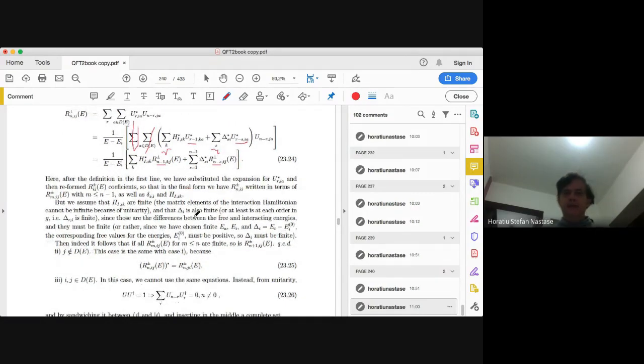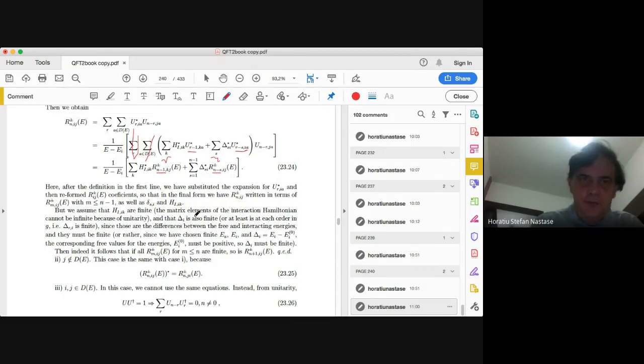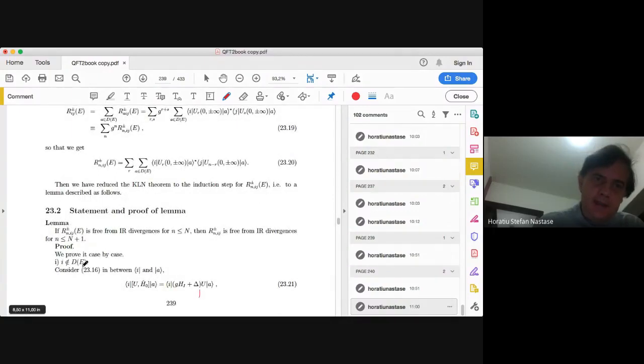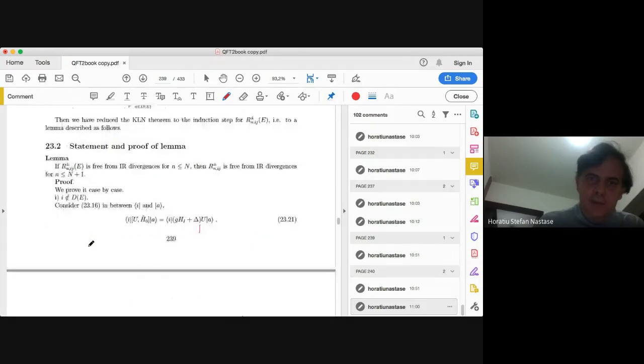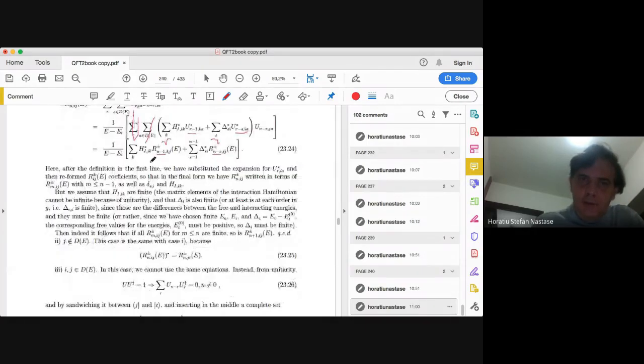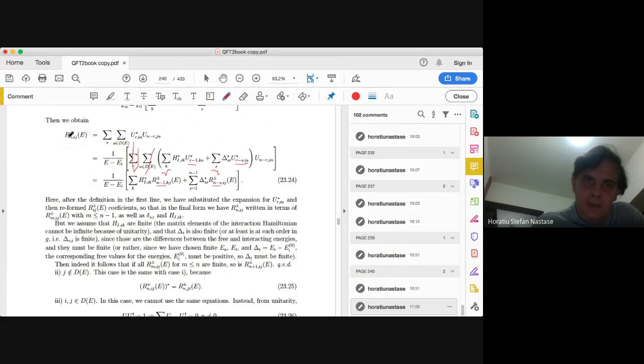In other words, this is the induction step that we talked about for this particular case, for the case where i is in the domain of E, but j is not. So we've assumed absence of infrared divergences up to order n minus 1. So in all of these orders and in this order. And we've obtained that also the same is true at order n, because all of these things are finite. So R^+ was finite by the induction step, our H interaction is finite, and delta is finite. And moreover, i is not in the domain of E, so this thing is non-zero.